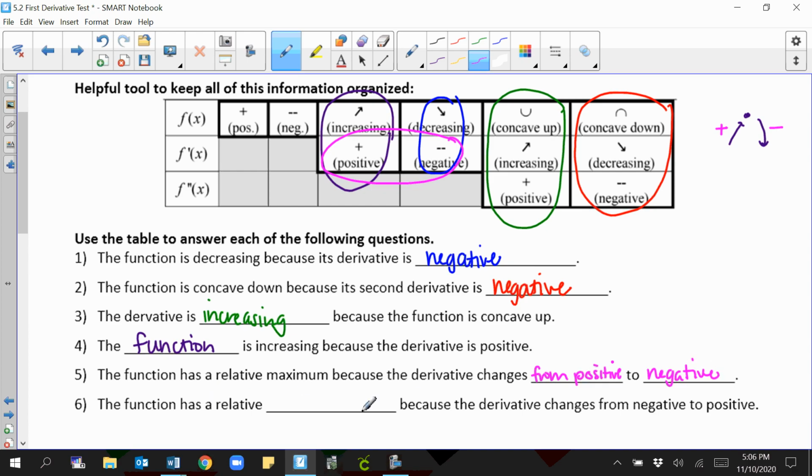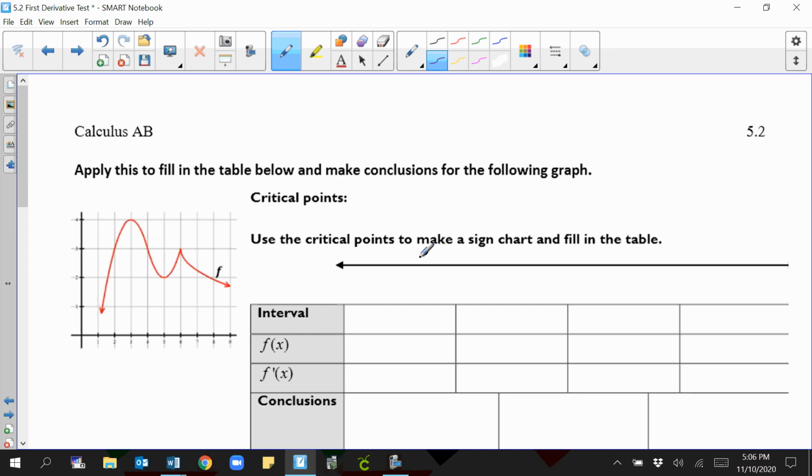And the function has a relative blank because the derivative changes from negative to positive. So its derivative is going from negative to positive. That means that our original function is going, if it's negative, it's going down, and then if it's positive, it's going up. So that means in between those two, it would have a minimum. So those are some examples with how this table can help you when you're looking at these types of questions on the AP test. Now let's come to a different table that we are going to fill in based off of some critical points from this graph.